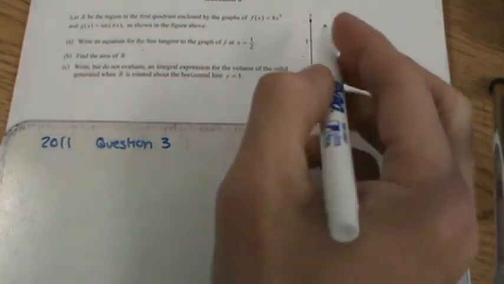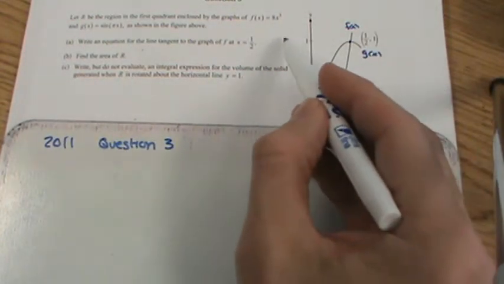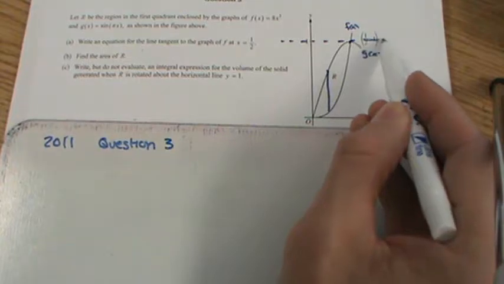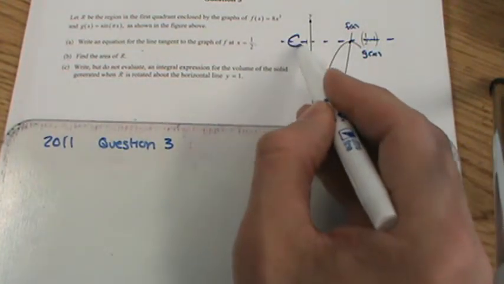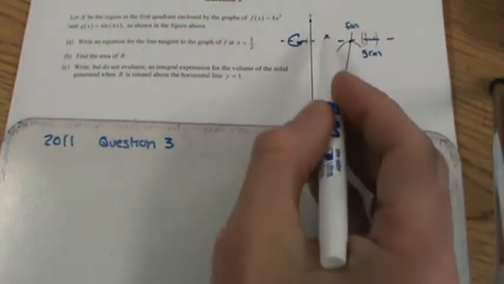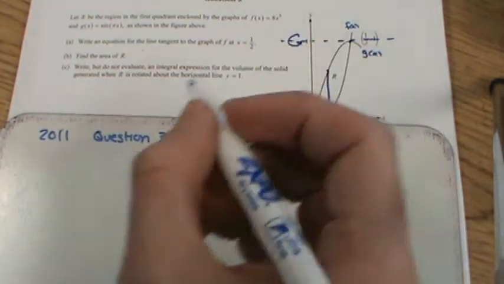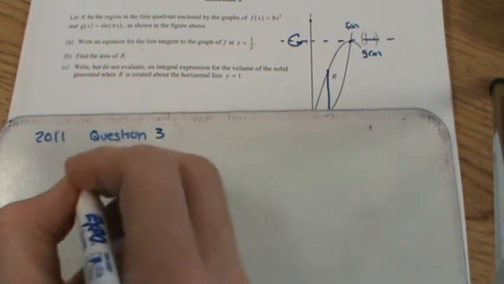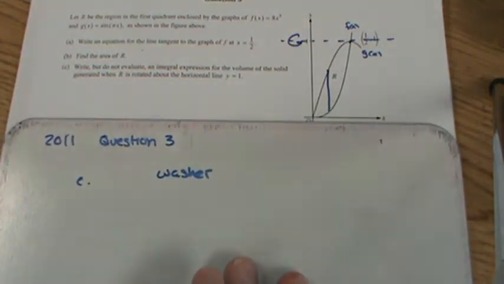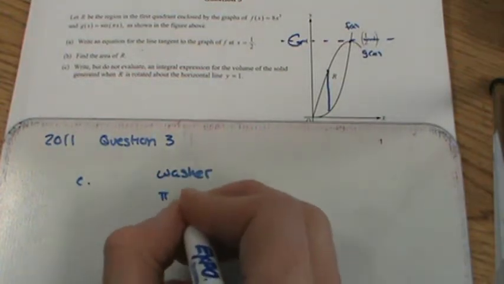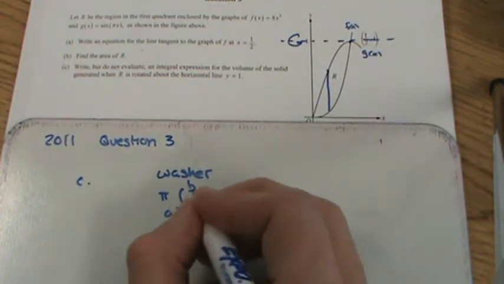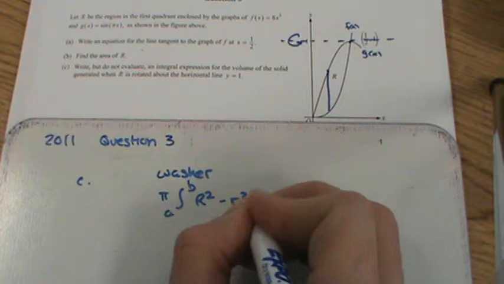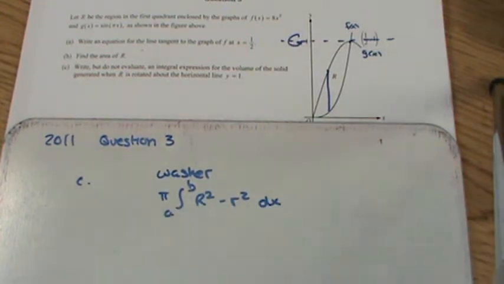So if we go back to our graph here, we're looking at this horizontal line here. And if we take it around that line, you can see there's all this space in the middle. So whenever there's space, we're going to use the washer method. All right, so for washer method, that's pi integral of a to b big R squared minus little r squared. And we're going to do dx since we're going around a horizontal line.